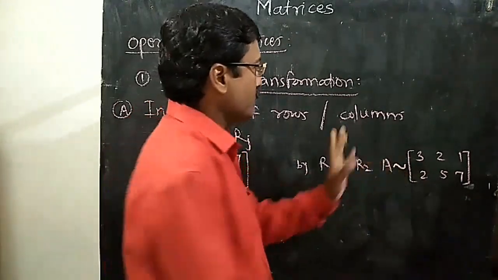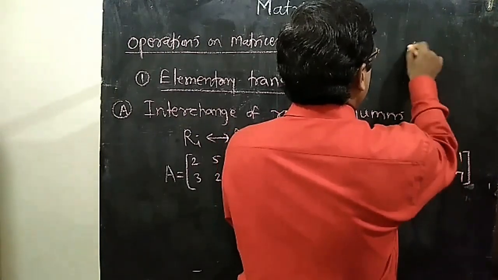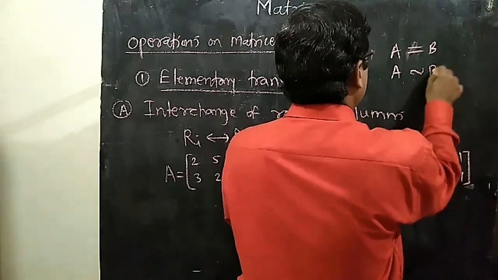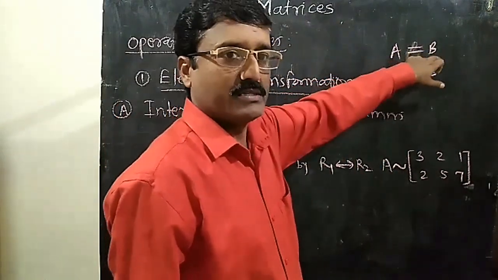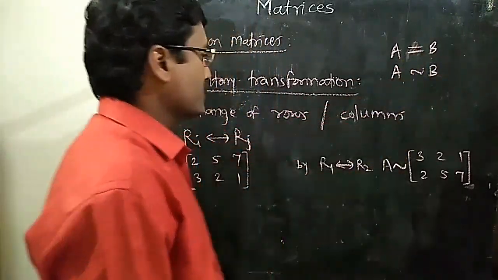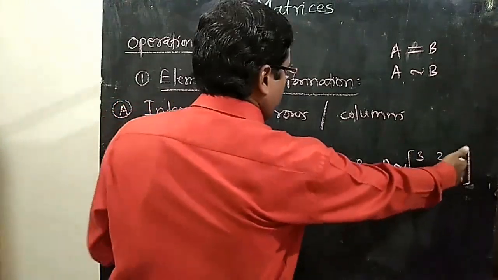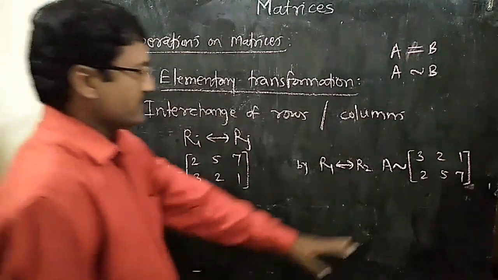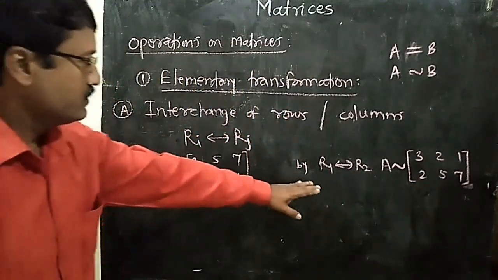This equivalent does not have the same meaning as equal. Matrices A equal to B, and A equivalent to B, these two have different meanings. In the equal case, the corresponding elements are the same, but in equivalent matrices, corresponding elements are not the same, because here 2, here 3, 5 2, 7 1. The second row is different. So this matrix is called the equivalent matrix of matrix A, by this operation.